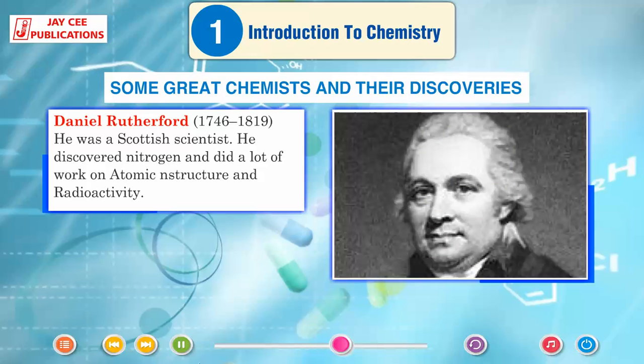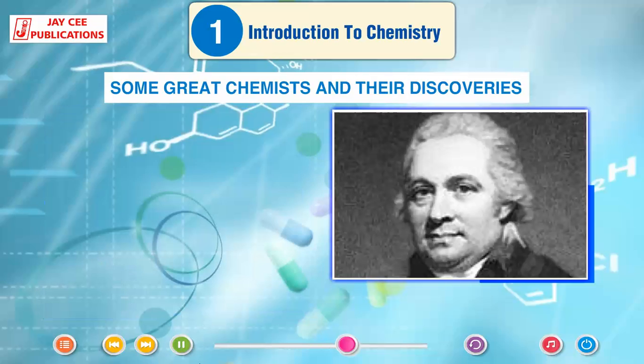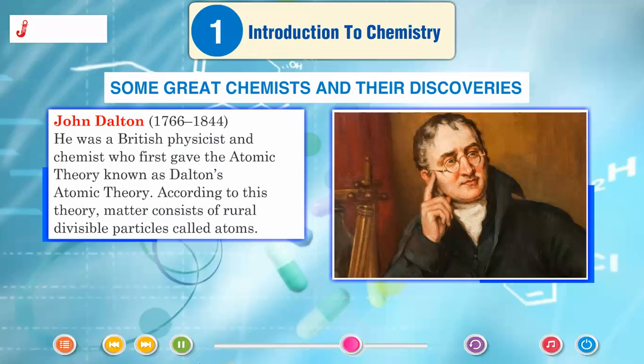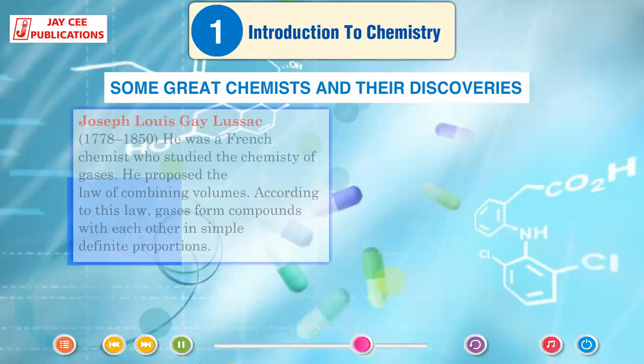Daniel Rutherford, 1746 to 1819, he was a Scottish scientist. He discovered nitrogen and did a lot of work on atomic structure and radioactivity. He also discovered nitrous oxide or laughing gas and also proposed chlorine. John Dalton, 1766 to 1844, he was a British physicist and chemist who first gave the atomic theory known as Dalton's atomic theory. According to this theory, matter consists of indivisible particles called atoms.